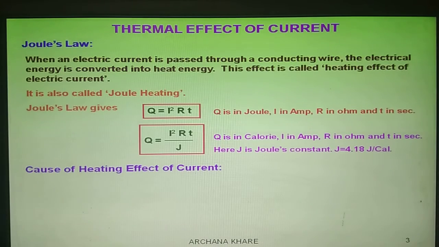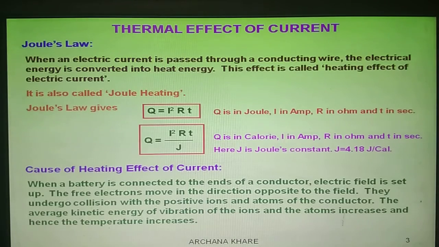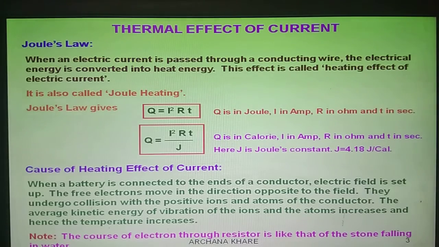What is the reason behind this heating effect? That we realize by this statement of flow of electrons inside a conductor on application of potential difference on an electric field. When a battery is connected to the ends of a conductor, the electric field is set up. The free electrons move in the direction opposite to the field. They undergo collisions with the positive ions and the atoms of the conductor. The average kinetic energy of vibration of the ions and the atoms increases, and hence the temperature increases.